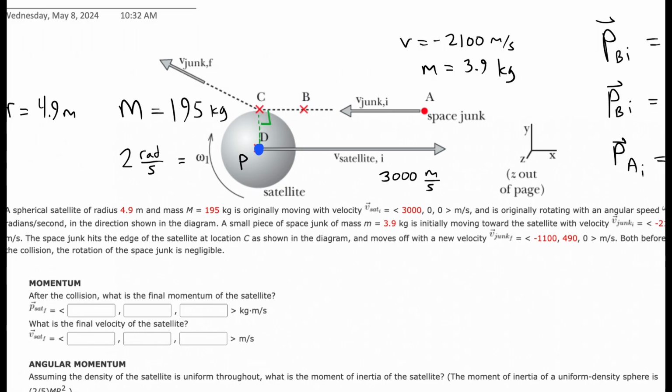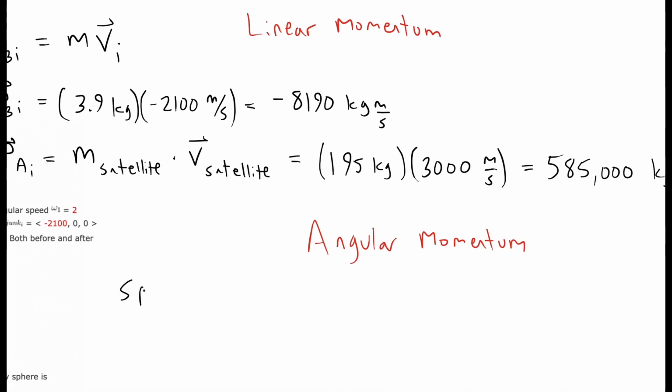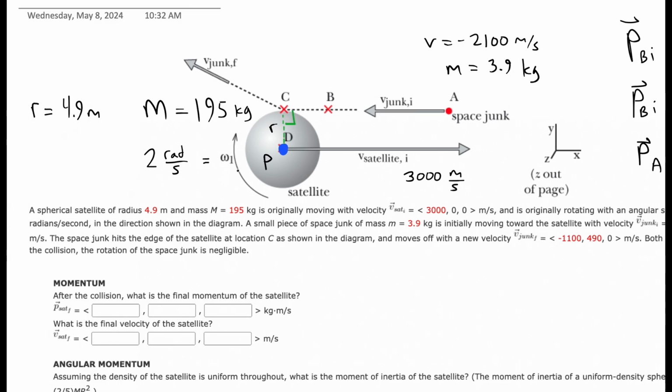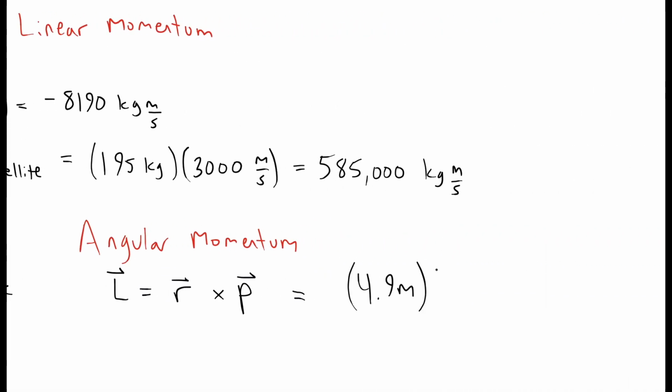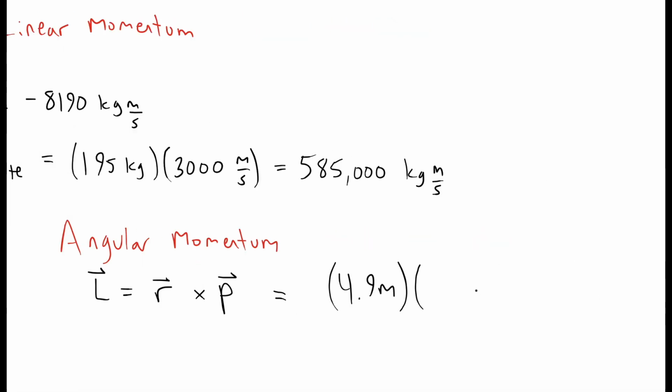So it could be said then to have angular momentum, you just have to know that distance r, and then we can use angular momentum formula for the space junk. It will be L equals r cross P. So our distance is the radius of the satellite, 4.9 meters, and our momentum of the space junk is 8190 kilogram meters per second. Now when it comes to the direction, you have to use a right-hand rule here.